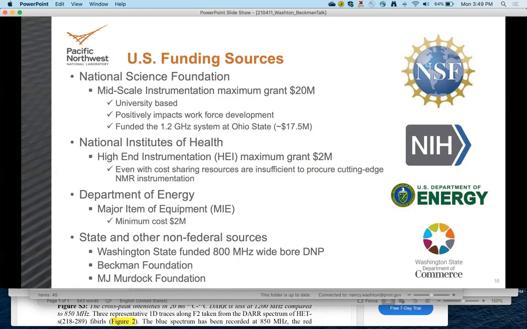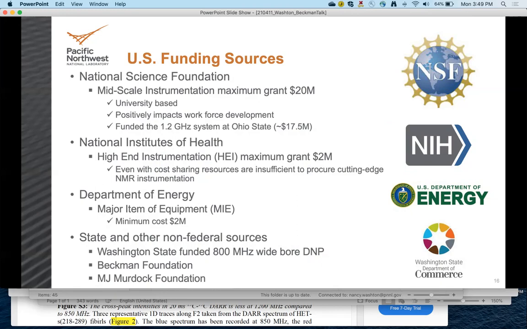So moving on, National Institutes of Health, I found this to be very surprising. Their maximum instrumentation grant is $2 million. And I did check around because I thought that surely they had something that would allow resourcing for more expensive instrumentation. And there doesn't seem to be at least a standard call that comes out every year.